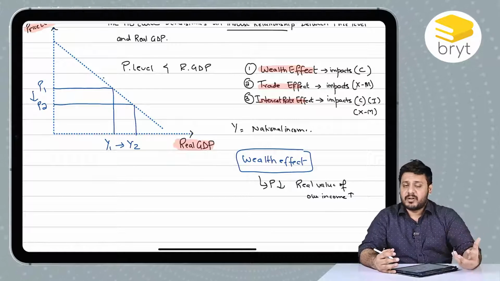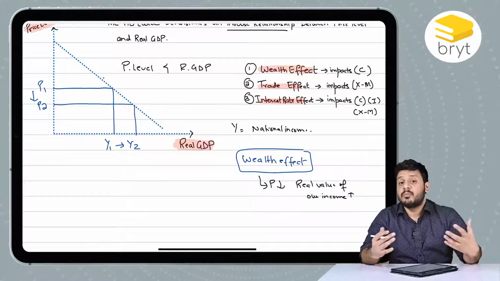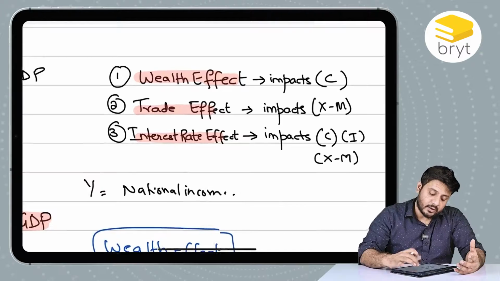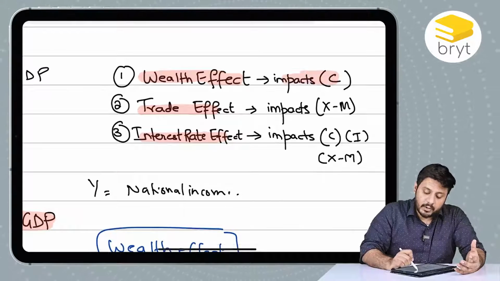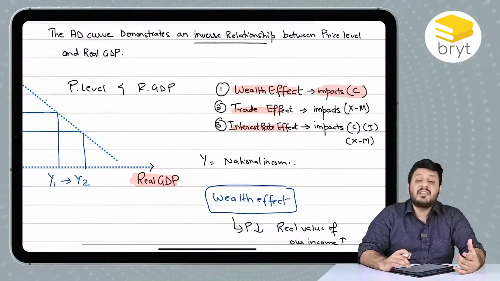So when the purchasing power of an individual goes up, what would happen? They would start spending more money, so consumer expenditure will go up. That is why I've written that the wealth effect impacts the C component of aggregate demand. So C starts to rise.